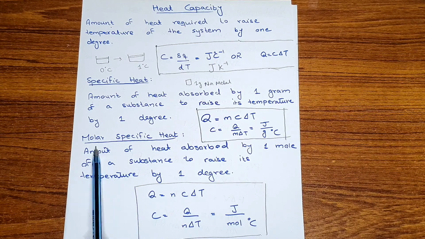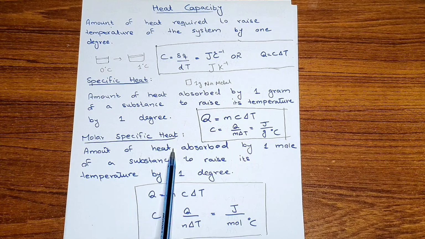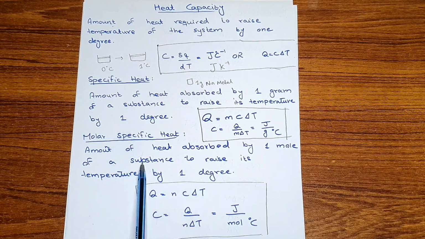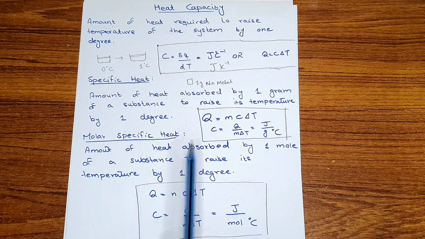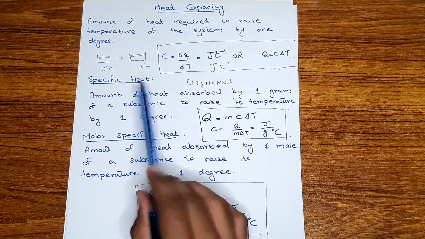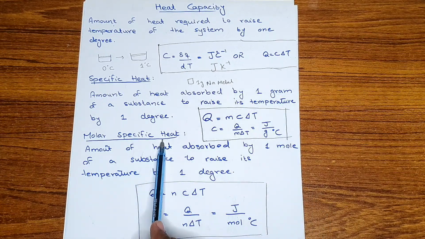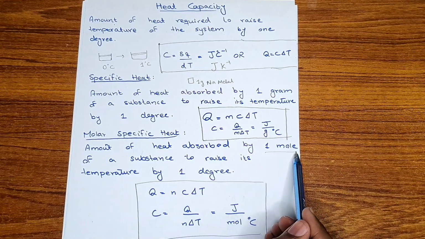The next thing we have is the molar specific heat. It is the amount of heat absorbed by 1 mole of a substance to raise its temperature by 1 degree. The difference between specific heat and molar specific heat is that in case of the specific heat you need to take 1 gram of a substance, while in case of the molar specific heat you need to take 1 mole of a substance.